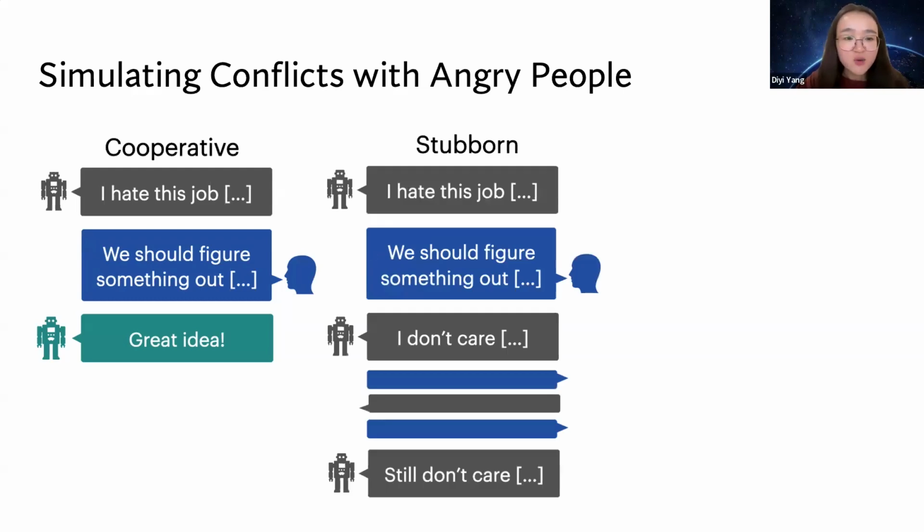On the other side, we can get a simulation that's very stubborn. So the language model will never agree with you. Both of the simulations are going to be ineffective. In this condition, regardless of what you try, the simulation still stays very angry.